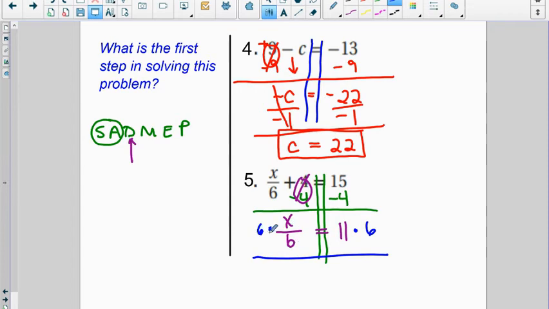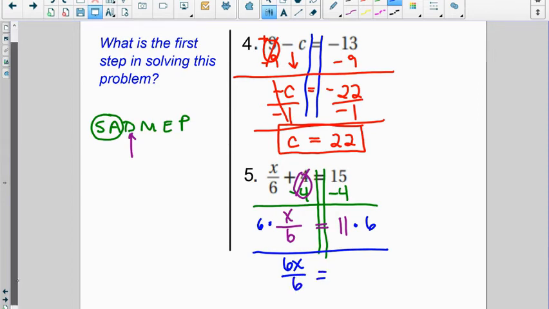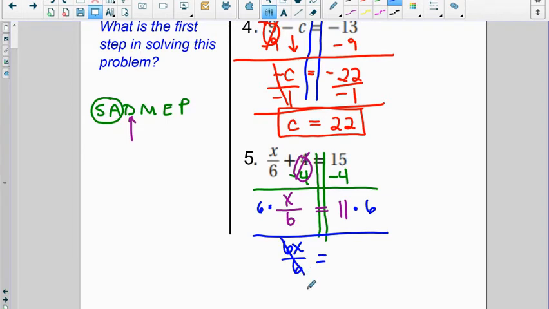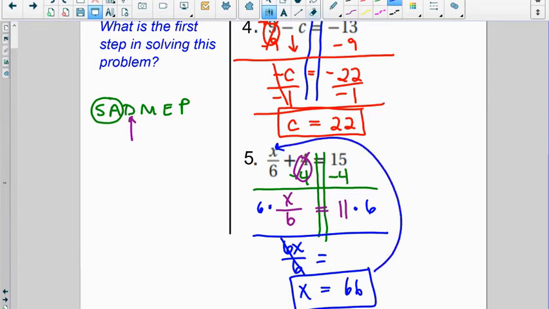And on the left-hand side, we take 6 times x over 6. It's going to look like this, which we know is just x. And then 11 times 6 is 66. x equals 66 is our solution. If we plug that in to check, 66 divided by 6 is 11, and 11 plus 4 is 15. So 66 is the correct answer.